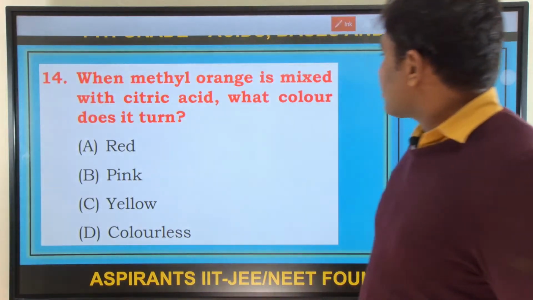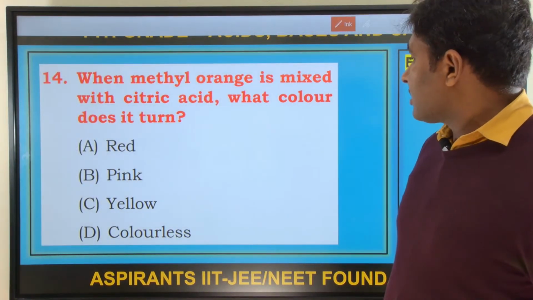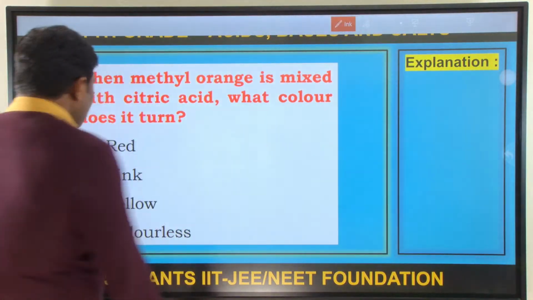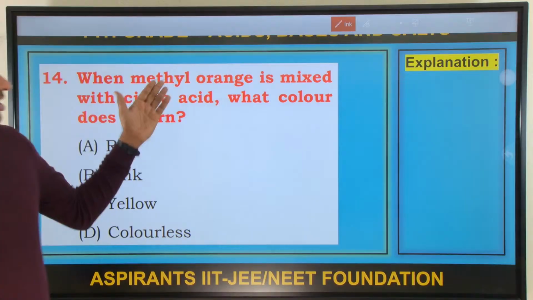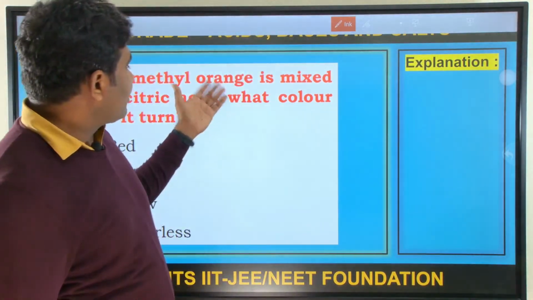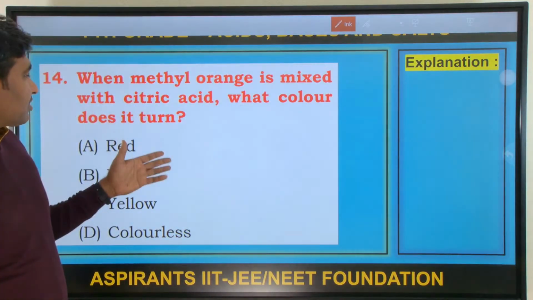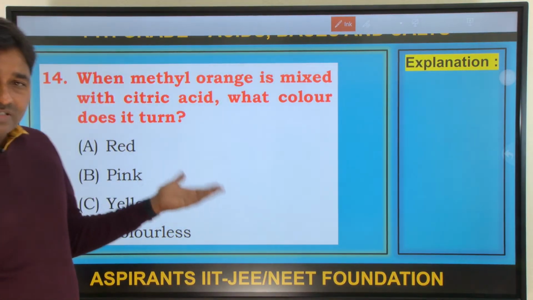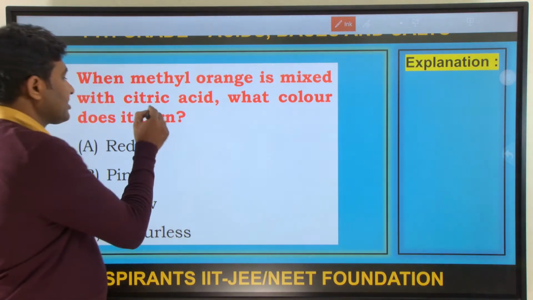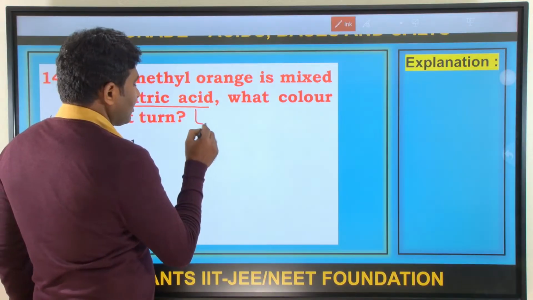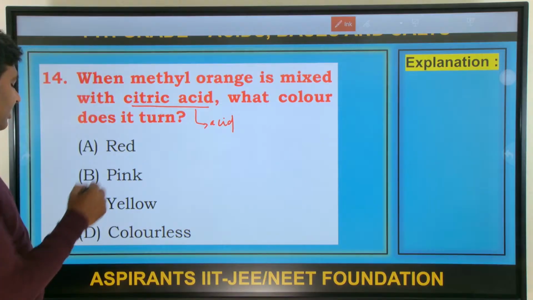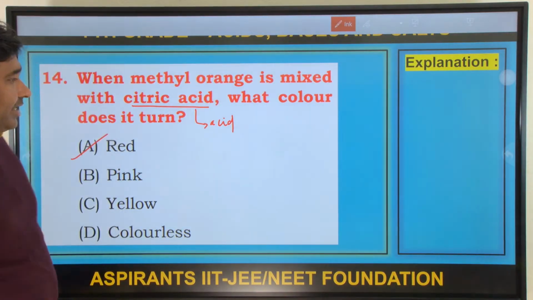When methyl orange is mixed with citric acid, what does it turn? Generally we know methyl orange is one of the synthetic indicators. It is generally orange in color. When we mix it with acidic media, it turns red, and in basic media it turns yellow. So here citric acid is an acid. In acid, methyl orange indicator turns into which color? Red color. So our option is A.